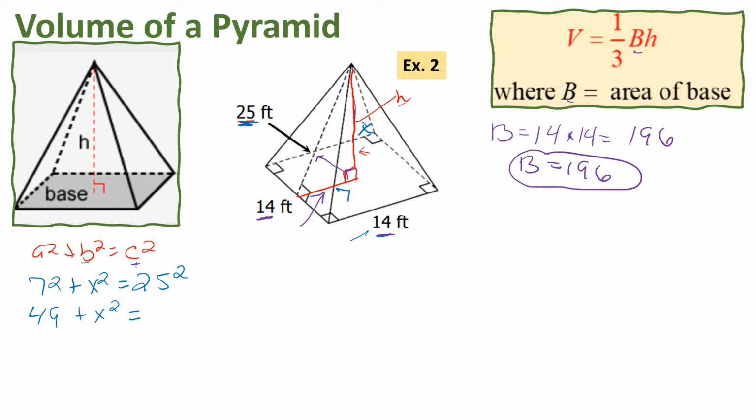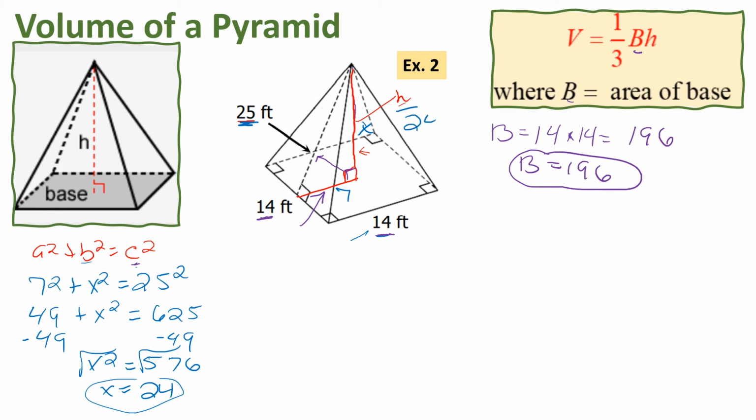So 25 squared is 625. Subtracting 49, again just doing inverse operations. Since that's a positive 49, I subtract 49. X squared equals 576. And remember, the inverse of something squared, or taking something to the second power, is to take the square root. So 576, I'm going to take the square root of that, and that is 24. So x, which is the height, is 24. So the height of the actual pyramid is 24.